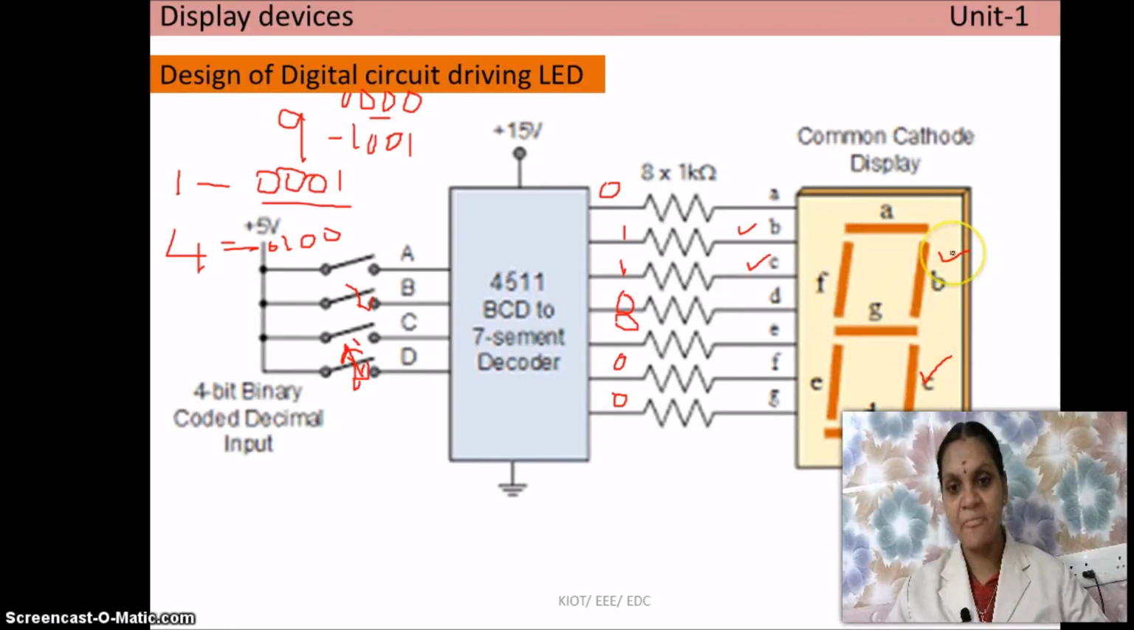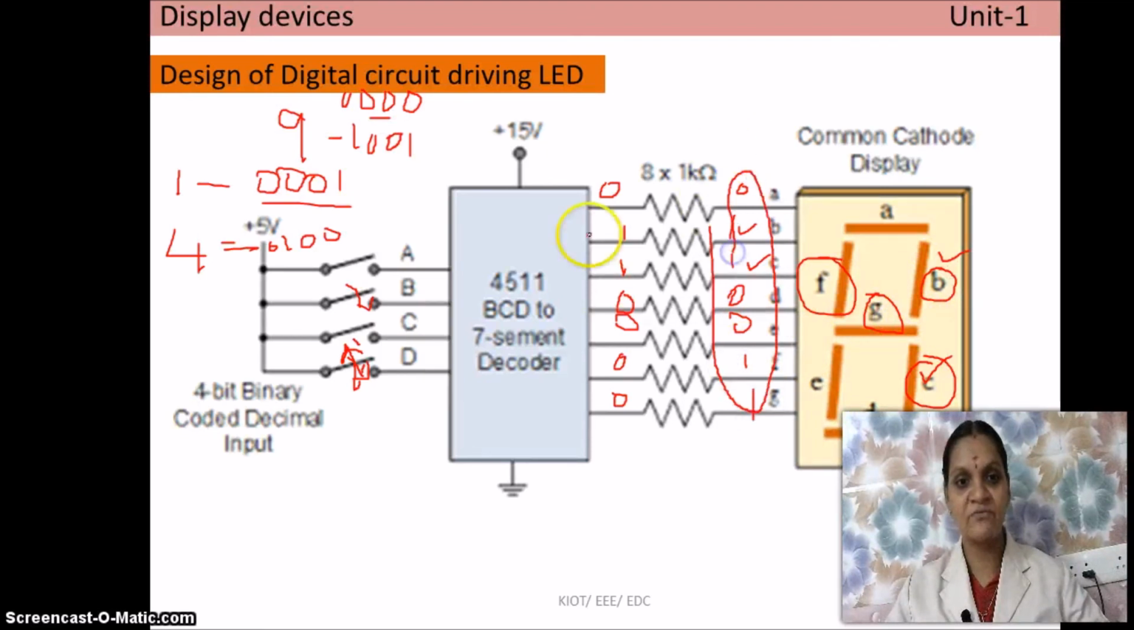That means F to be energized, G, B and C, right, to display 4. So only the corresponding segments will have output at logic 1 and all other segments will be at logic 0. So A is 0, B is 1, C is 1, D is 0, E is 0, and F and G to be turned on. So F and G should be 1. So actually this is the output we need to get from this IC. This is executed with the help of a combination of logic circuits inside this IC.